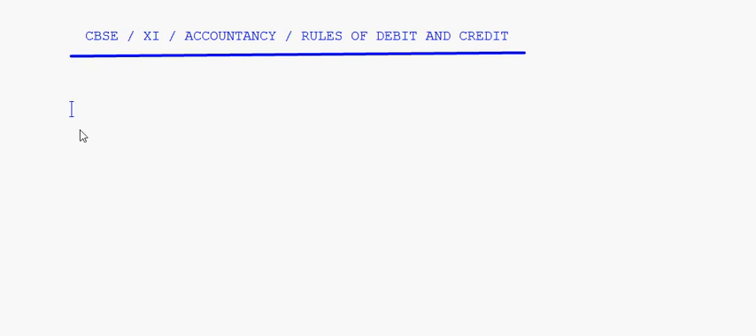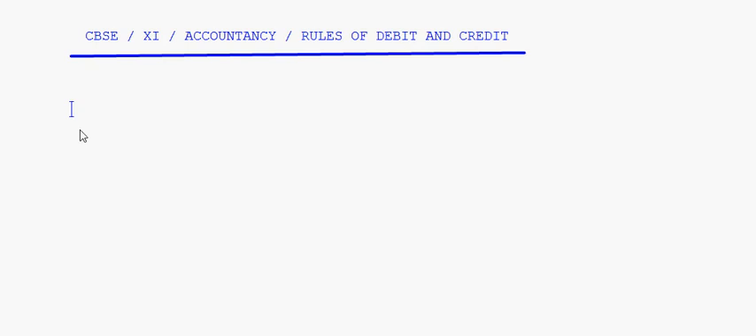Today let's take up rules of debit and credit, and we'll continue from our previous session. We looked at the traditional classification of accounts in our previous session, and there we talked about personal accounts, real accounts, nominal accounts, and I gave you the rules for personal accounts, real accounts and nominal accounts.